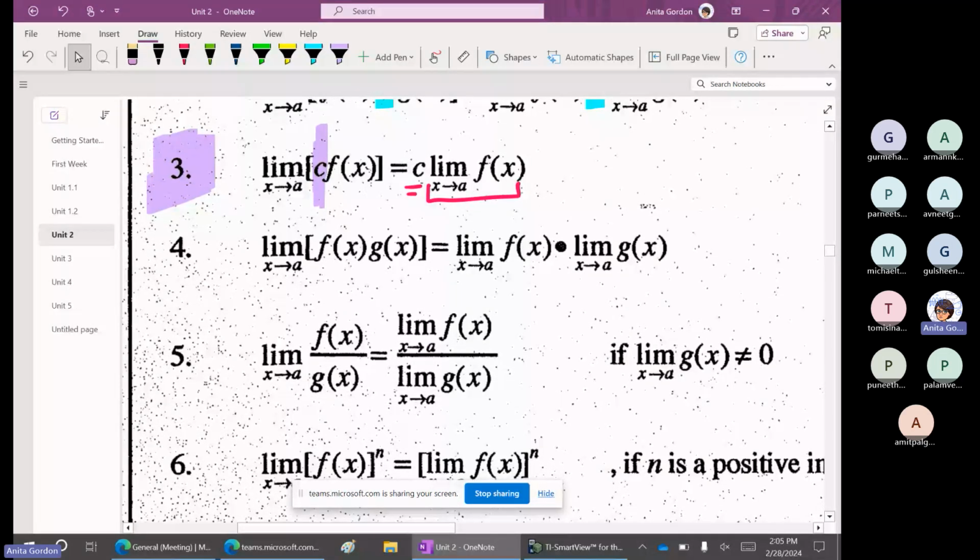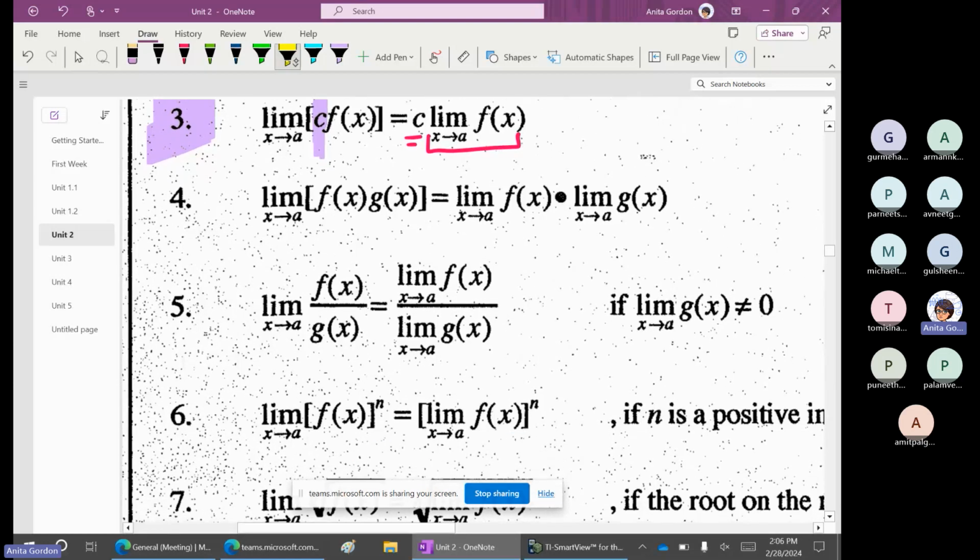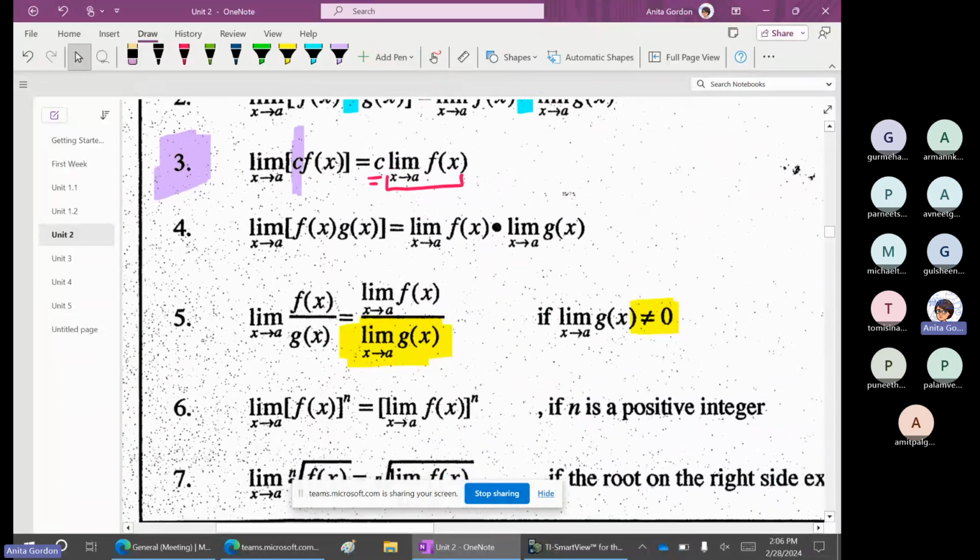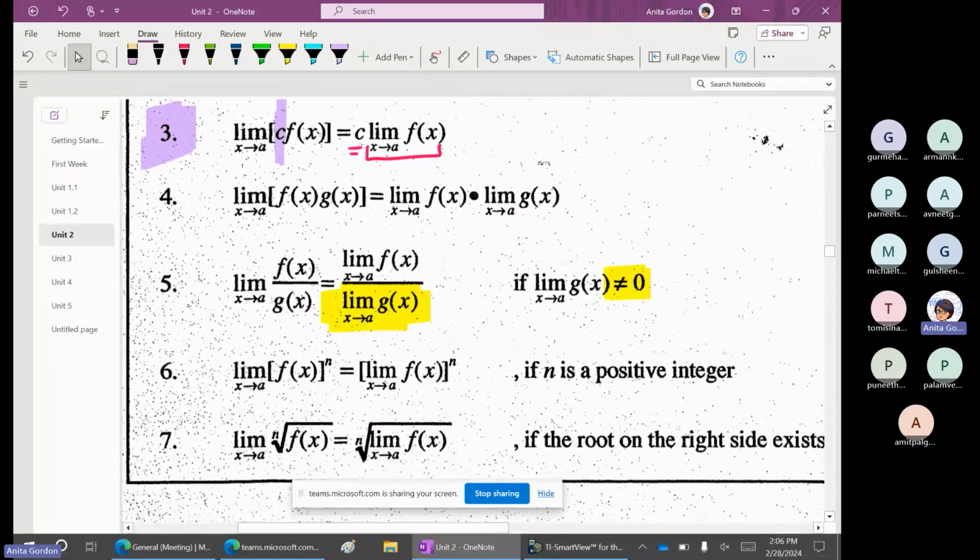Product rule, same thing. If you see a more complicated function that looks like two things being multiplied, take the limit of the two things separately and then multiply them together. Same with division. The only added restriction, of course, is that your g of x function, your denominator function, can't be 0. So these look very, very similar to some other rules that you already know.